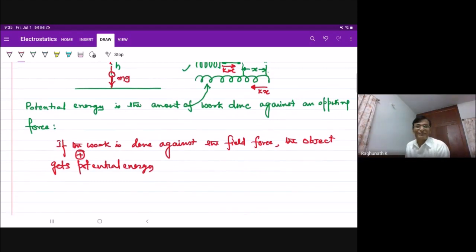It gets potential energy equal to the work done. Positive it should come. If the field does the work, it gets negative potential energy. Change will be negative, of course. Positive potential energy in this particular case increases if we do the work, and decreases if the field does the work.